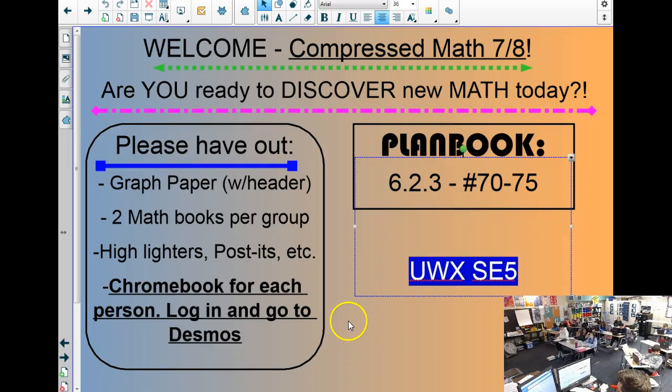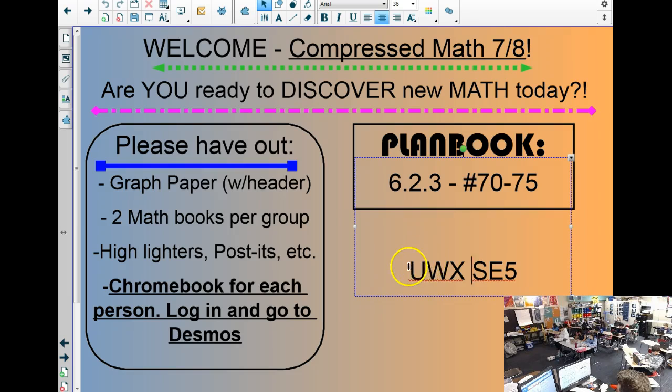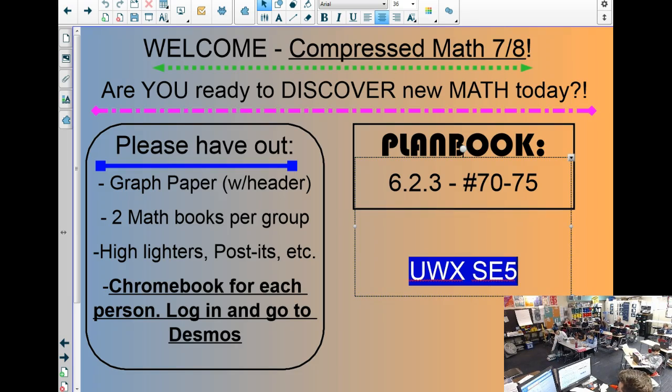All right, so I think we're all on the same page now. We're in Desmos. This is your code, UWXSE5. And you are restricted only up through page 4. So give me a real good definition.